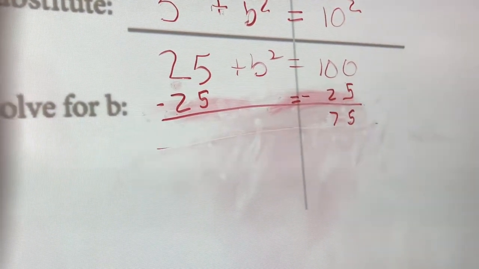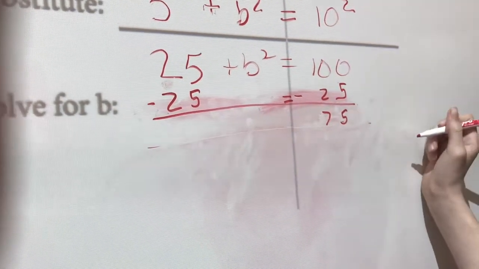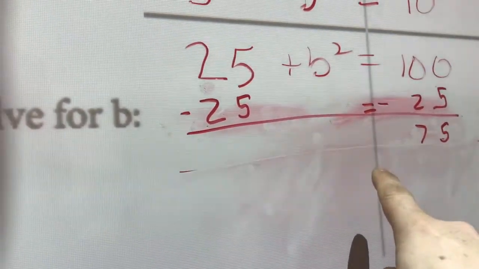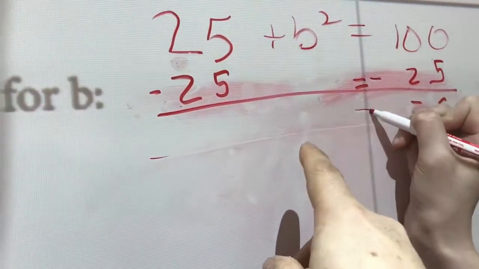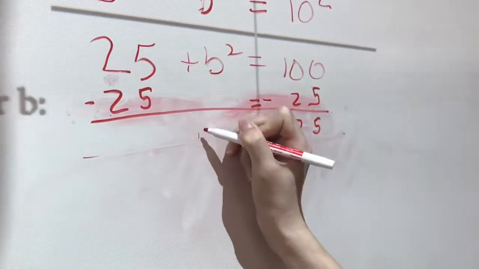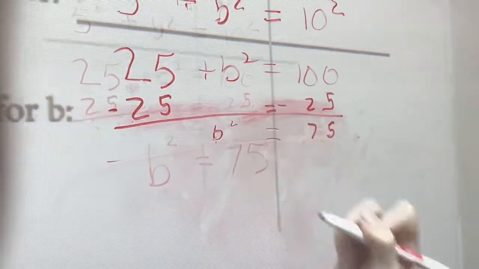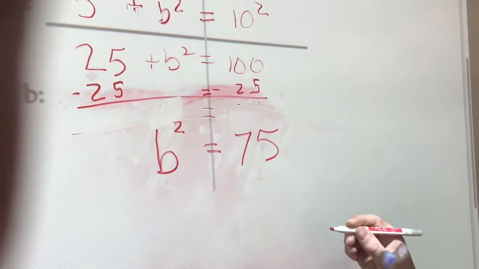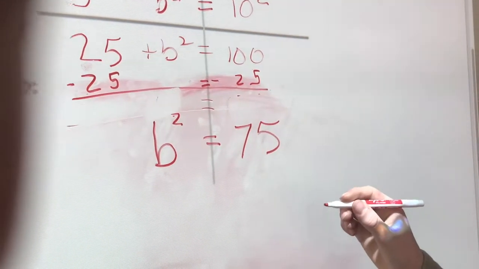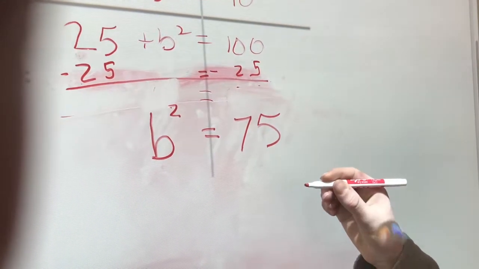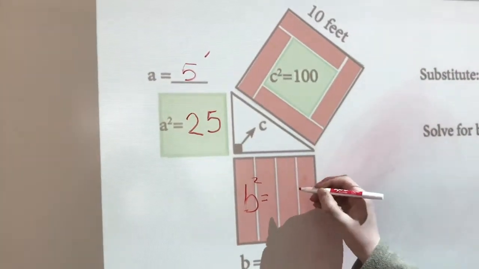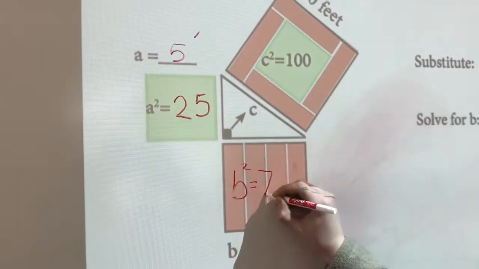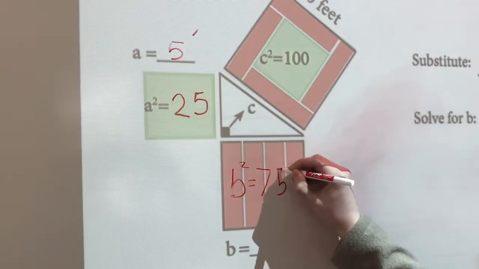And on that line, what are you going to put? What are you going to put right on this line? Equals. Good. What's left on this side? B squared. Good. Okay. What's B squared worth? 75. 75 hamsters or square feet? Square feet. Okay. Let's go over to this diagram and fill in that B squared equals 75 square feet.